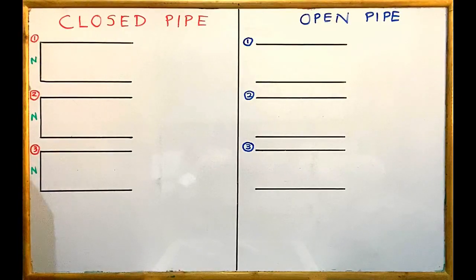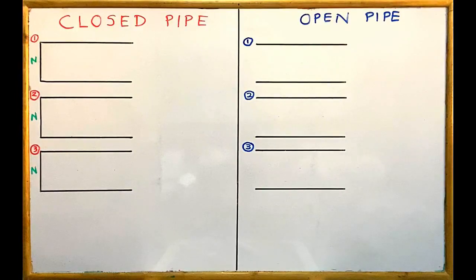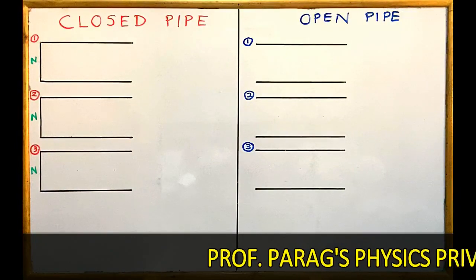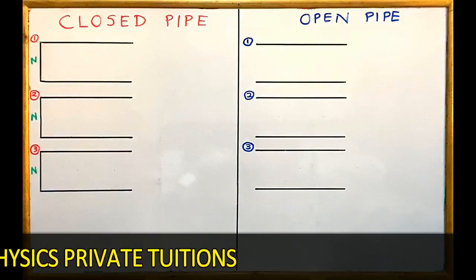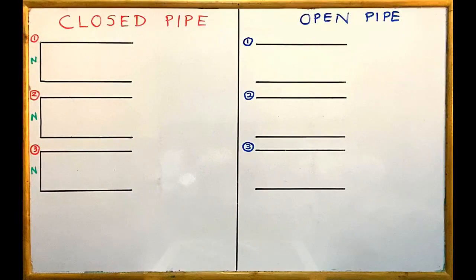Actually speaking, if you want to be more clear, what we are going to draw inside is a graph of amplitude of vibration versus distance along the length of the pipe. Okay, a graph of amplitude on the y-axis and distance on the x-axis, amplitude of vibration of the particle. Okay, so let's draw the graph, or let's draw the wave.